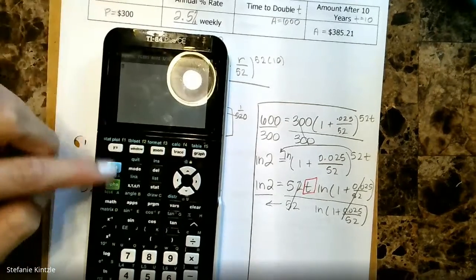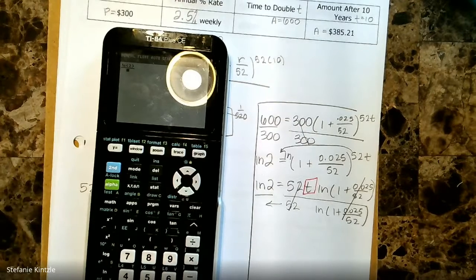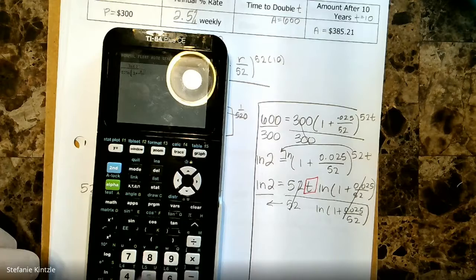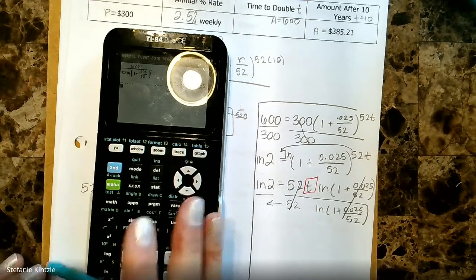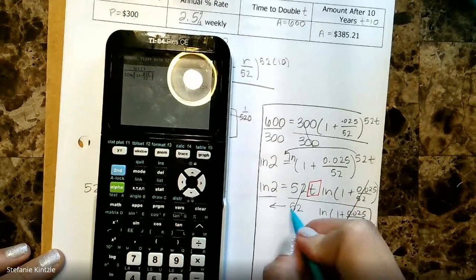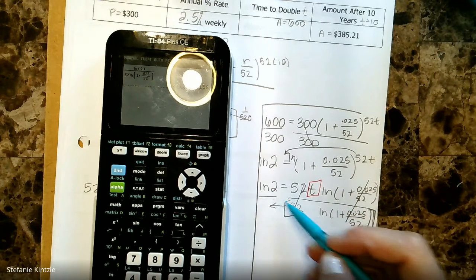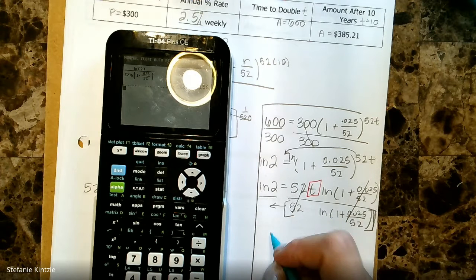So again, fraction key is really helpful so that you don't have to put as many parentheses. So we'll divide by 52 times the natural log of 1 plus 0.025 over 52. If you don't have the fraction key and you have an older calculator, then you're going to have to make sure that you put the denominator in parentheses. Otherwise, your calculator is going to divide by 52 and then multiply, and we don't want that.